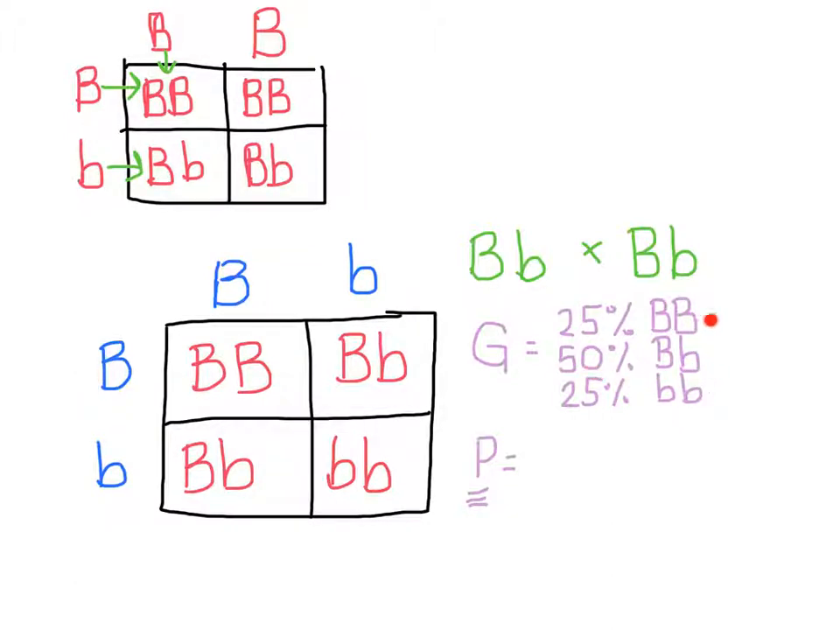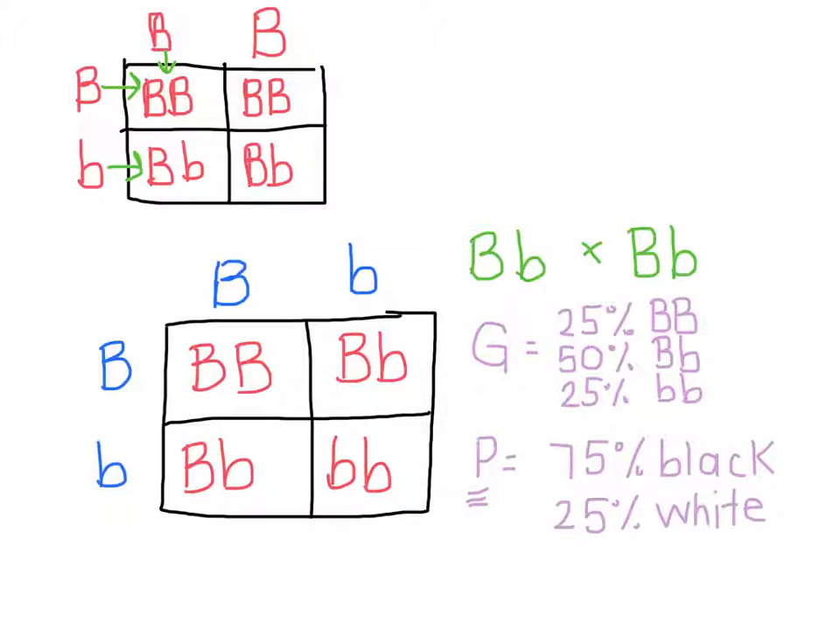So that means this whole area right here, all of this percentage is going to be a Blackford bunny. So if we combine that, we have a 75% chance the bunny is going to have black fur. And we have a 25% chance that the bunny is going to have white fur.